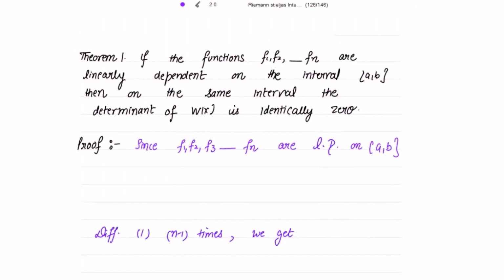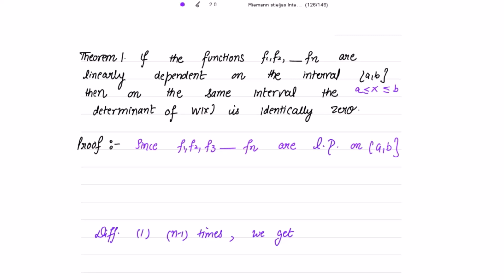Next, while doing the proofs of the theorems or examples, you will understand this more and more clearly. The first theorem: if the functions f1, f2 up to fn are linearly dependent on the closed interval [a, b]. What do you mean by a closed interval? In the closed interval, we include the points a and b, which means x is greater than or equal to a and less than or equal to b, right? And if the interval is open, then a and b are excluded, the endpoints are excluded.